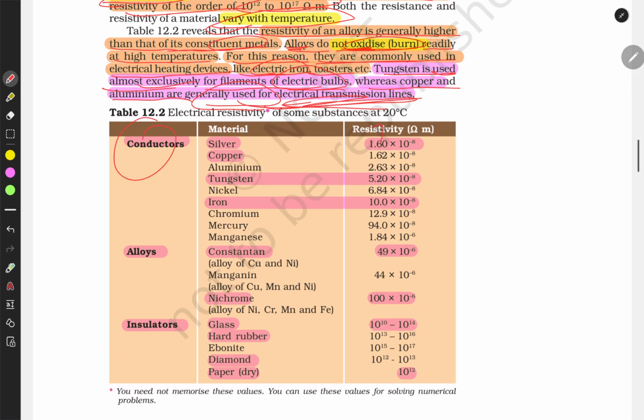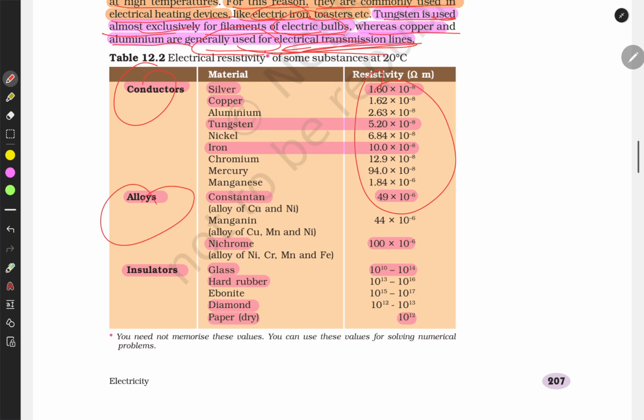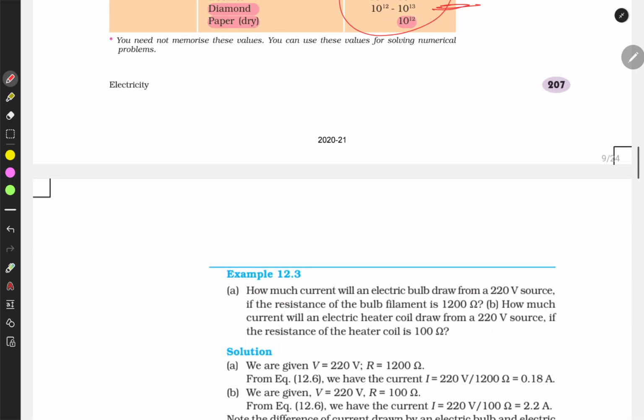So a conductor has a low resistivity, so it is a good conductor. Alloys have a medium resistivity. They conduct electricity, but not as well and as fast as these. An insulator has a very high resistivity, so it does not allow current to pass through it.